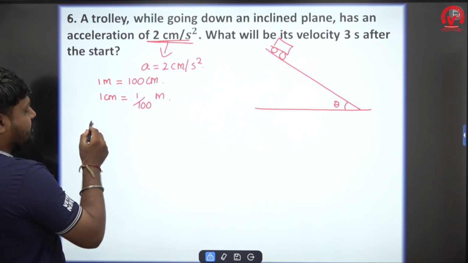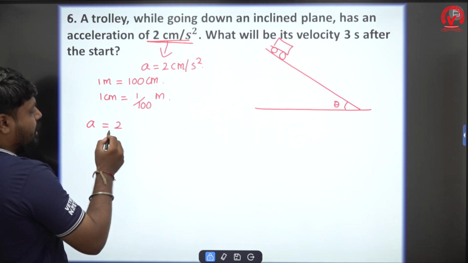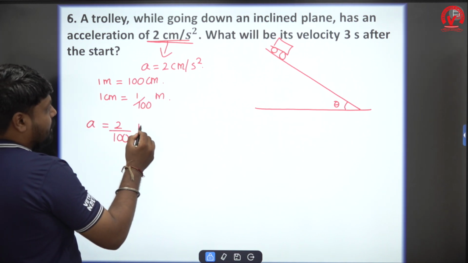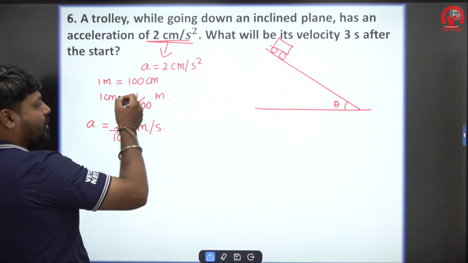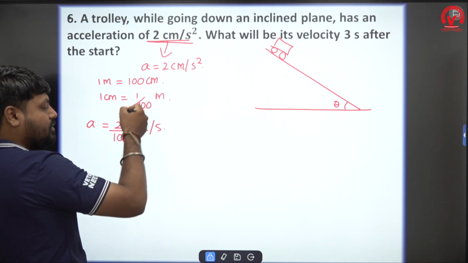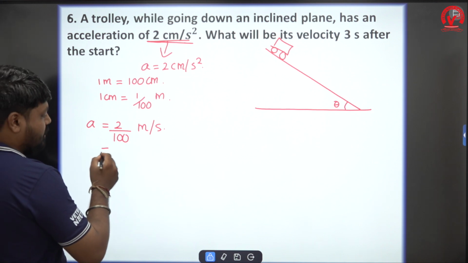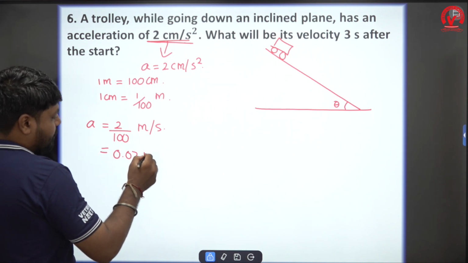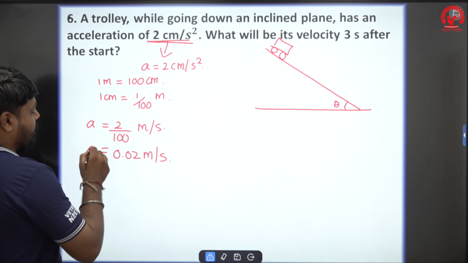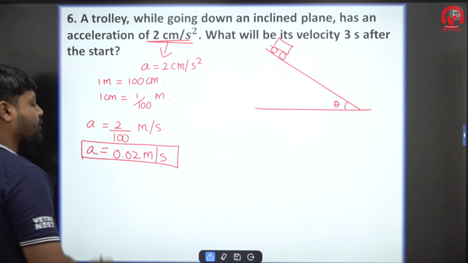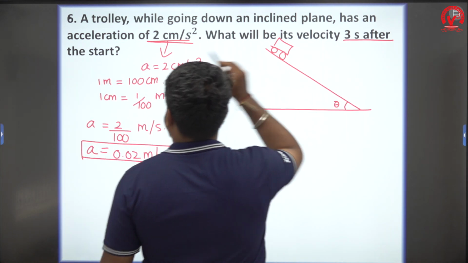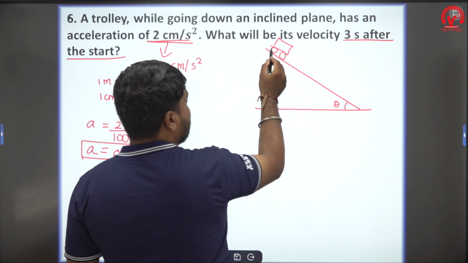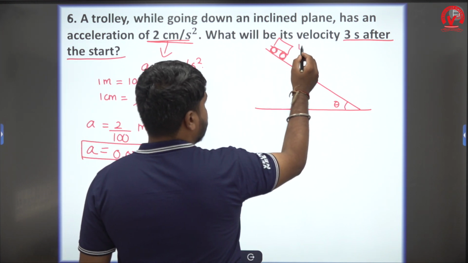So 2 centimeter means a is equal to 2 divided by 100 meter per second square. For 1 centimeter it is 1 by 100, so for 2 centimeters it is 2 divided by 100, which is equal to 0.02 meter per second square. What is the acceleration in SI units? 0.02. What will be its velocity 3 seconds after the start? So on the inclined plane, the initial velocity u is equal to 0.